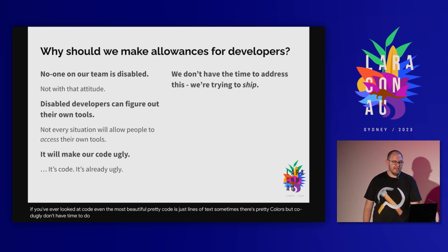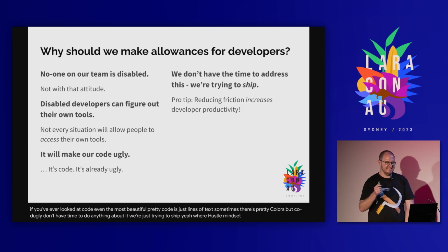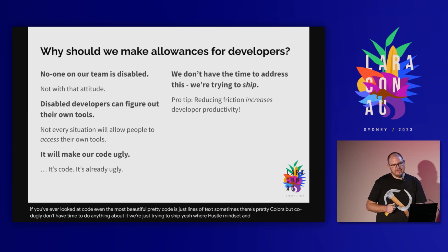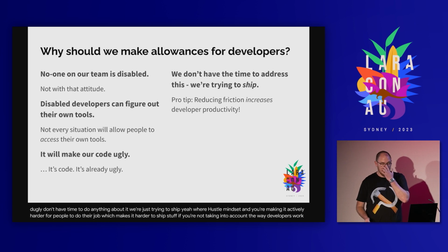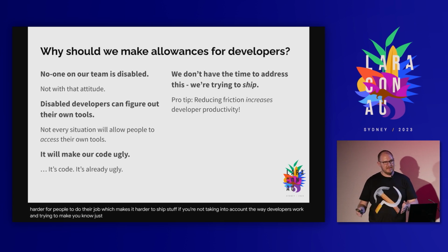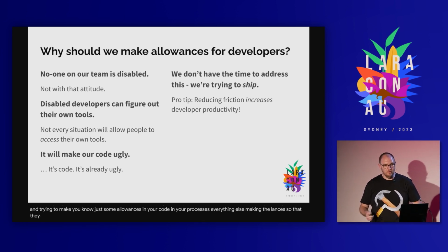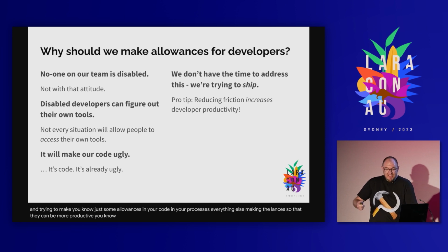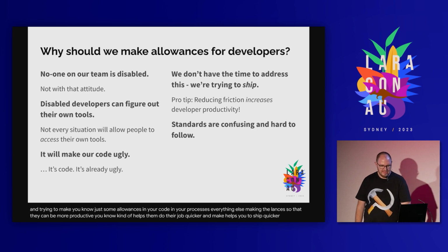Don't have time to do anything about it. We're just trying to ship. Yeah, we're a hustle mindset, and you're making it actively harder for people to do their job, which makes it harder to ship stuff if you're not taking into account the way developers work and making allowances in your code, in your processes, everything else, so that they can be more productive. It helps them do their job quicker and helps you ship quicker.